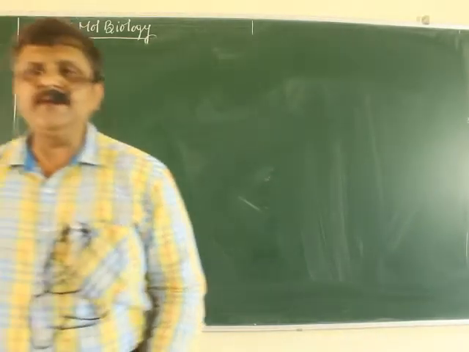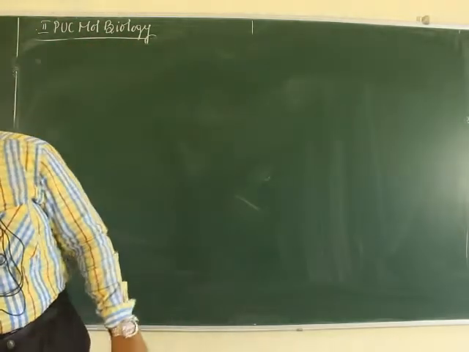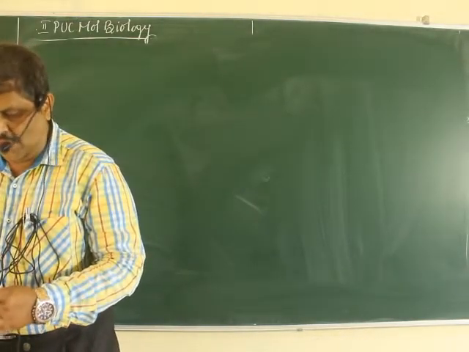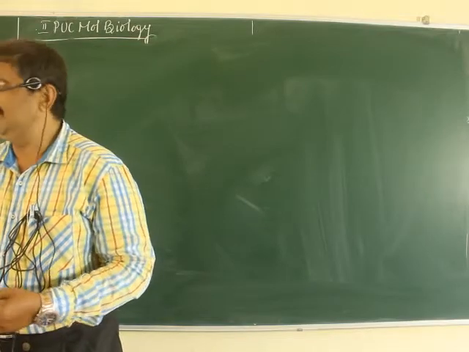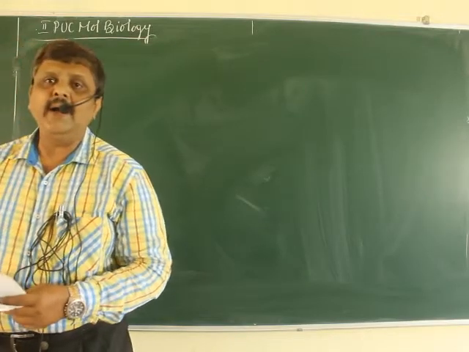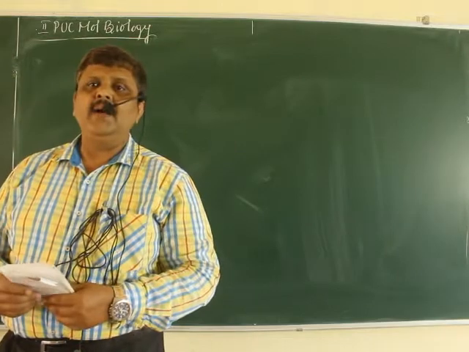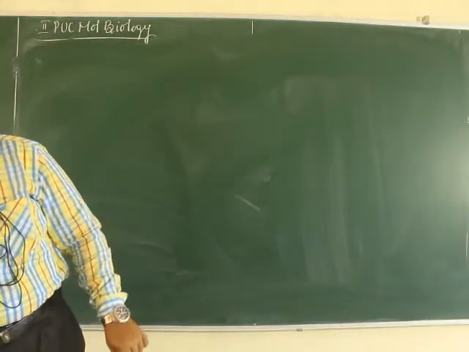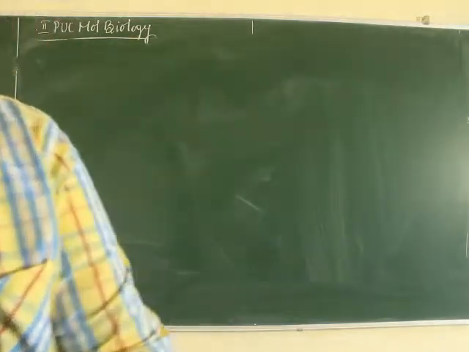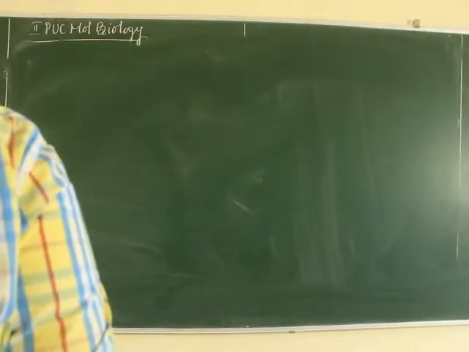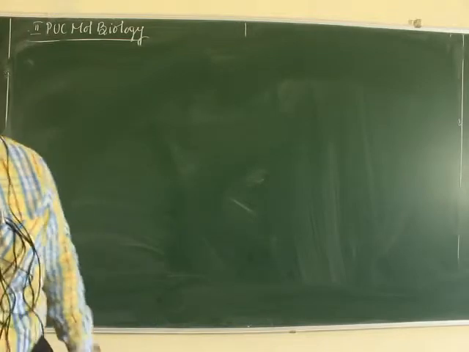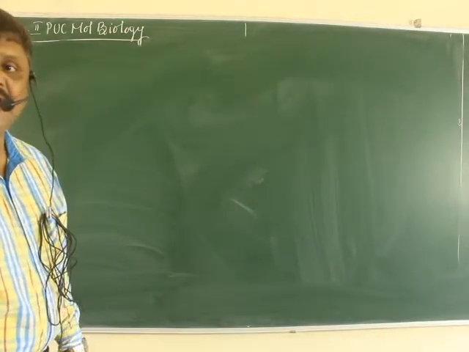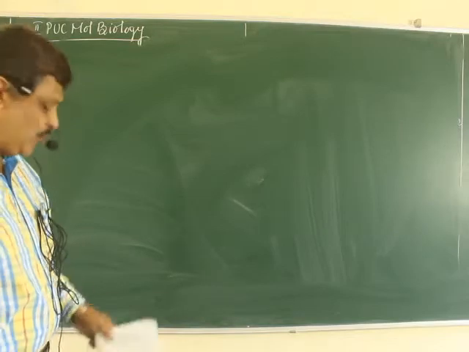So, dear students, I told you in the last video that there are two types of strains in Streptococcus pneumoniae. It was observed by Griffith. One is the smooth strain and the other is the rough strain. The smooth strain was virulent and the rough strain was non-virulent.